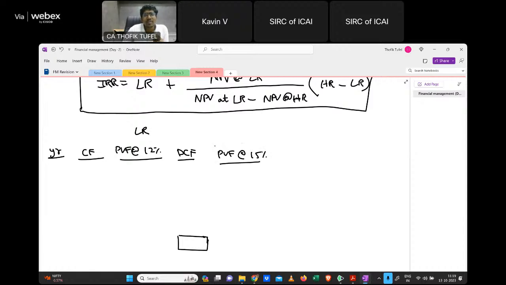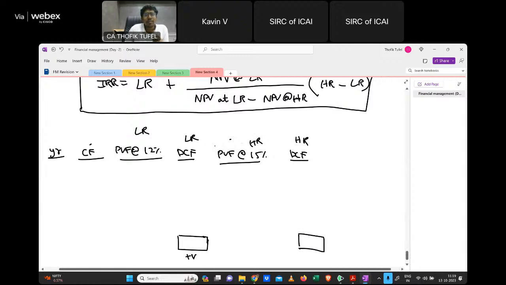Okay, 15% you're doing. So now cash flow into present value factor, you will get discounted cash flow, and this is for lower rate and this is for higher rate. Now if you see, this will be the higher rate. Here you will get a positive amount, here you will get a negative amount. Okay, this is the table.